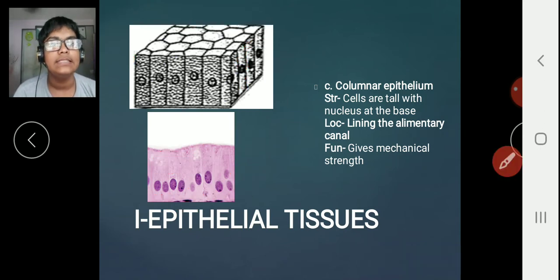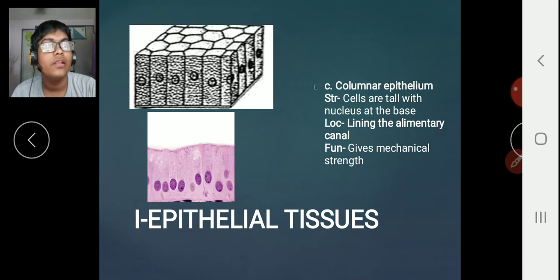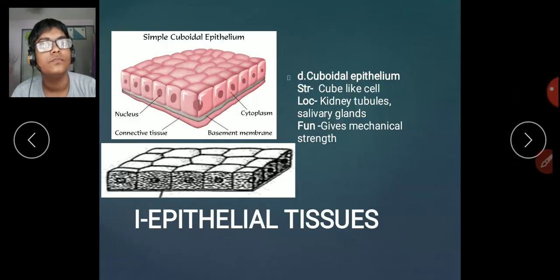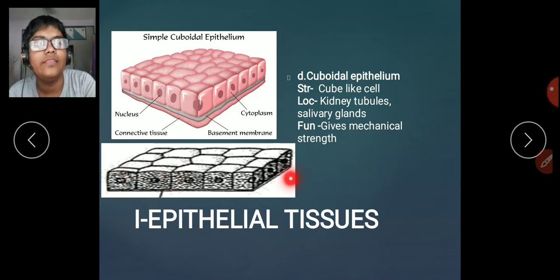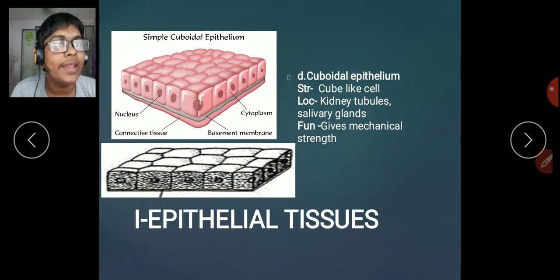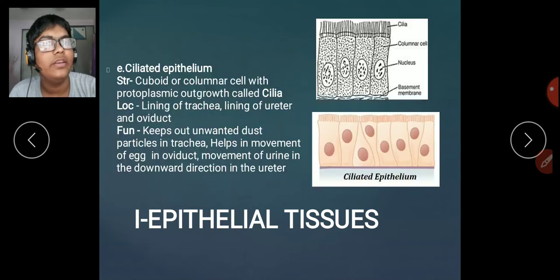Now these are in the lining of the alimentary canal. They provide mechanical strength. Okay, let's move ahead. Cuboidal epithelium. With the name itself again you understand cuboidal, so that means it is cube-like cells. You can see in the diagram that these are cuboidal cells, cube-like cells. They are present in the kidney tubules and the salivary glands. Their function is again to provide mechanical strength only. Let's go to the next part.